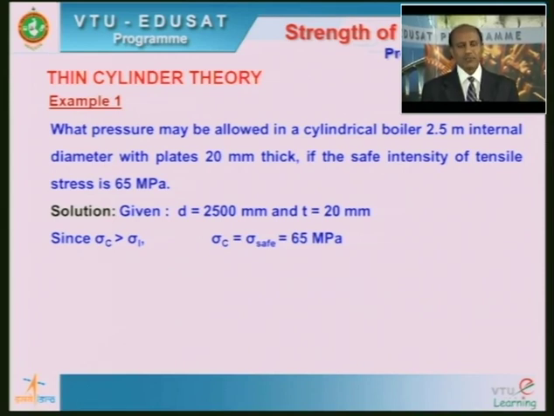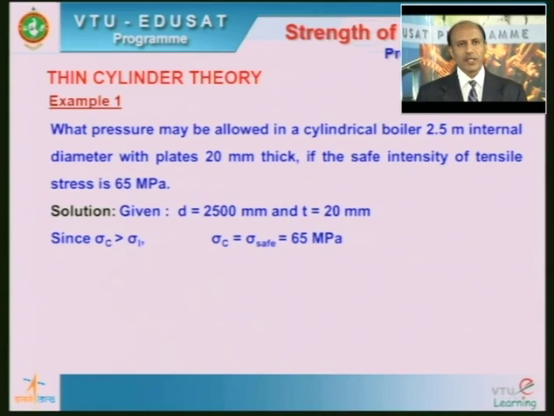As you know, in the wall of a thin cylinder, we have two normal stresses, that is the circumferential stress and the longitudinal stress. Sorry, the circumferential stress is always larger than the longitudinal stress. Hence, we equate the circumferential stress to the given permissible or safe stress equal to 65 megapascals. We know the expression for the circumferential stress, which is given by PD by 2T.